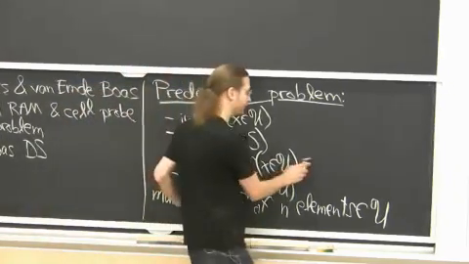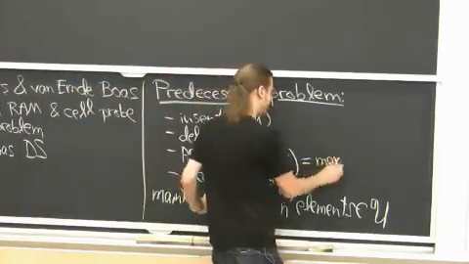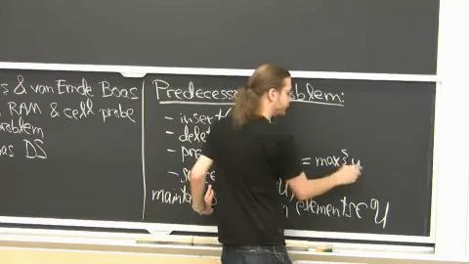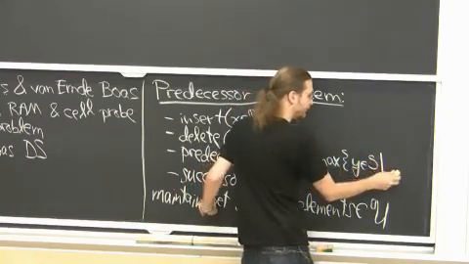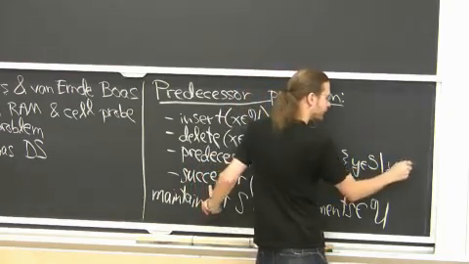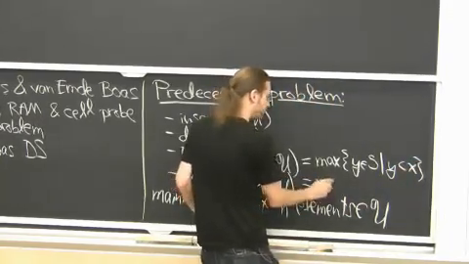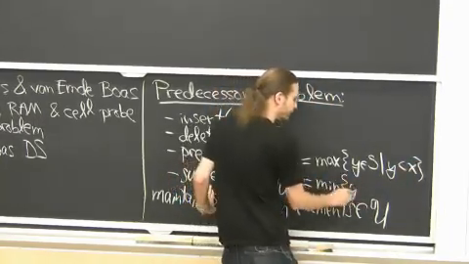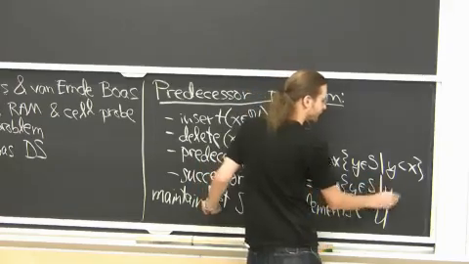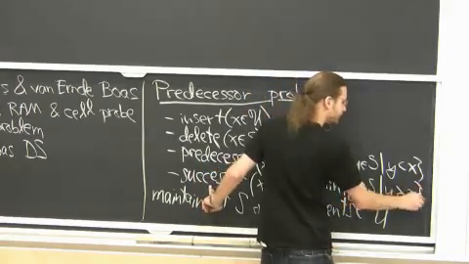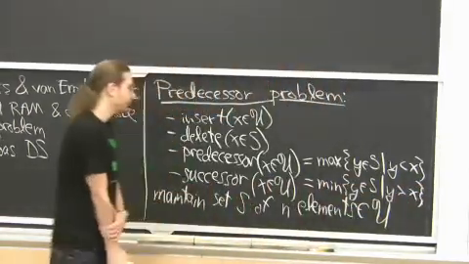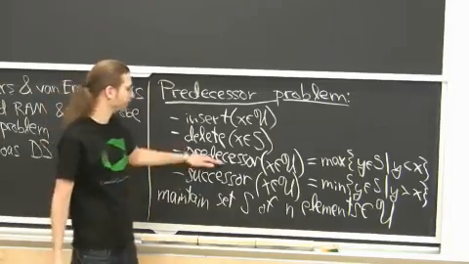So predecessor is the largest key that is less than or equal to x that's in your set. And successor is the smallest that is larger. Of course, if there is one. Okay, so those are the kinds of operations we want to do.